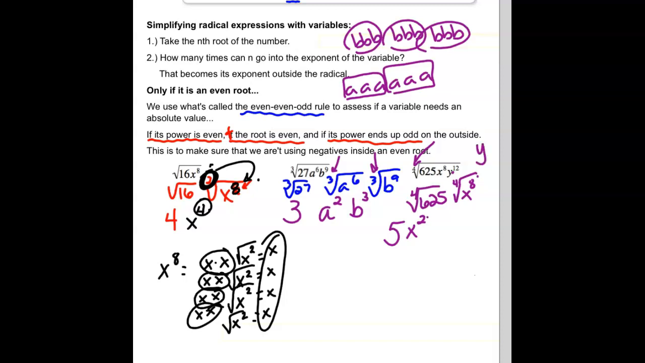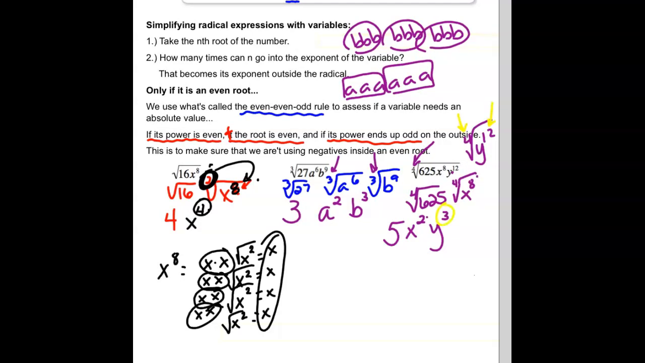When we work on the y to the 12th and take its fourth root, how many groups of 4 can we take out of a 12? We can take 3 full groups. But now we started with an even root, with an even power, and we're getting an odd answer for a power. That means we need absolute value bars around that part of it.